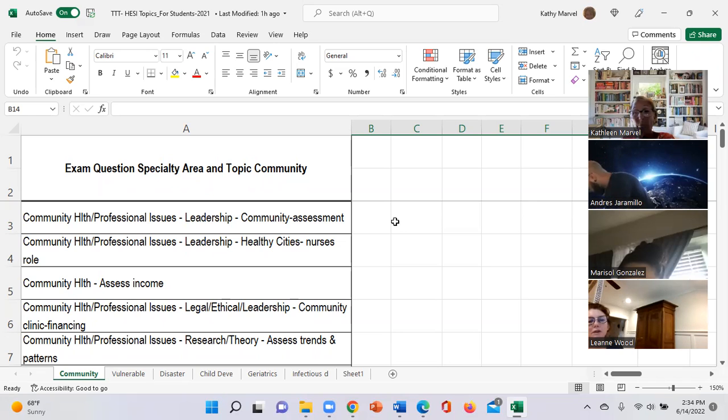So this is the interactive part. I'm not doing all the talking here. I've already done all the talking with the study guide. So I need you guys to let's dialogue about what they might ask on your HESI about community assessment.